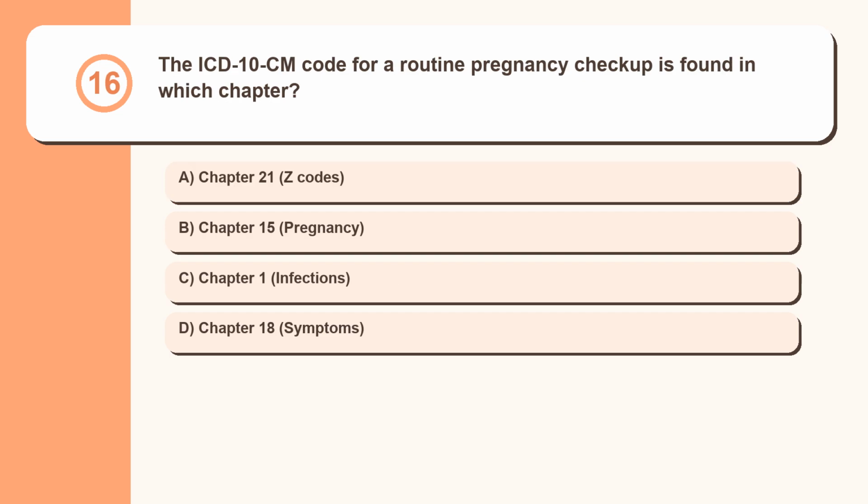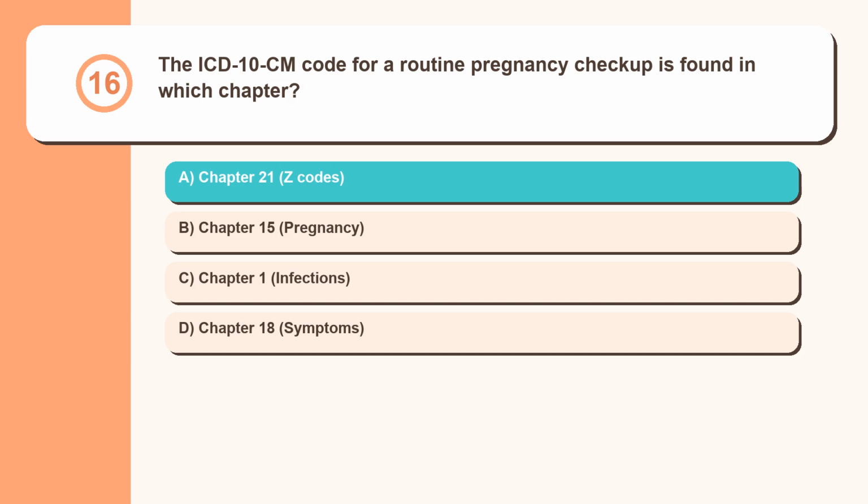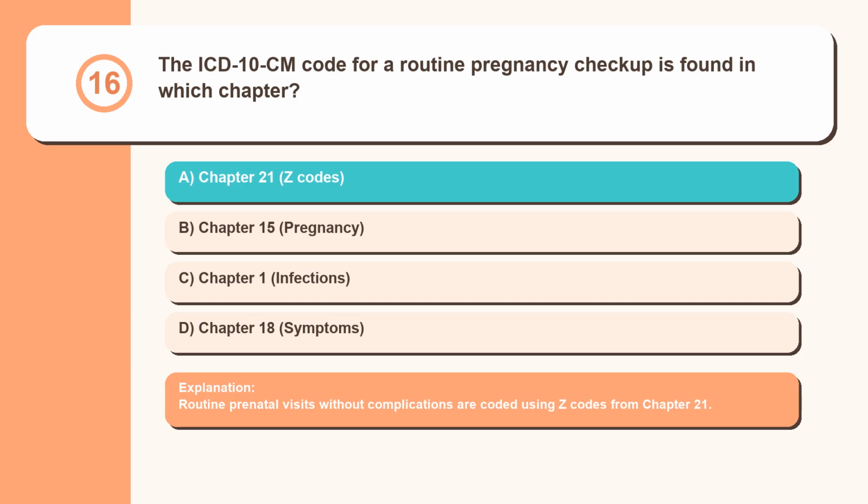Question 16. The ICD-10-CM code for a routine pregnancy checkup is found in which chapter? Chapter 21, Z codes. Chapter 15, Pregnancy. Chapter 1, Infections. Chapter 18, Symptoms. Routine prenatal visits without complications are coded using Z codes from Chapter 21.